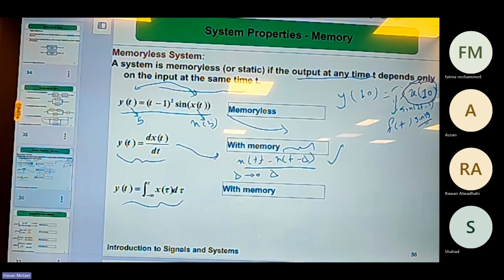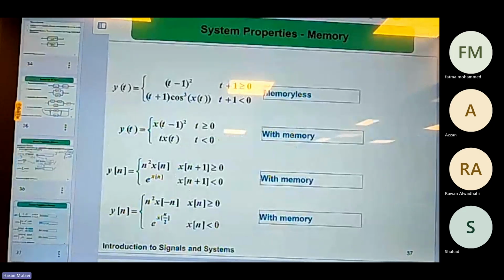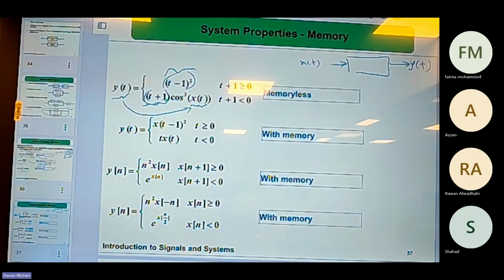We are depending from t minus infinity up to the current time. How about this one? Here I have x(t) only. These are just coefficients. They are not inputs. Our input is one x(t), one x(t) delta. These parameters are coefficients, not input. So the output at any point depends only on x(t) at that point. So that's memoryless.